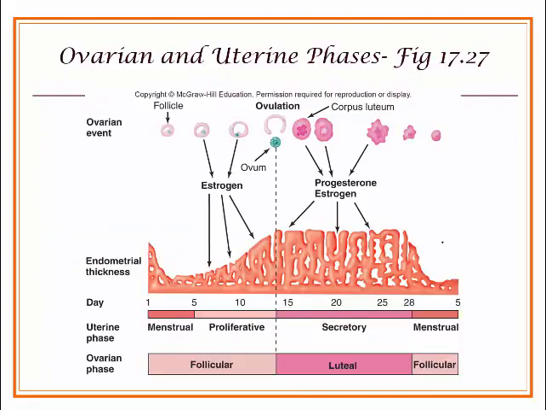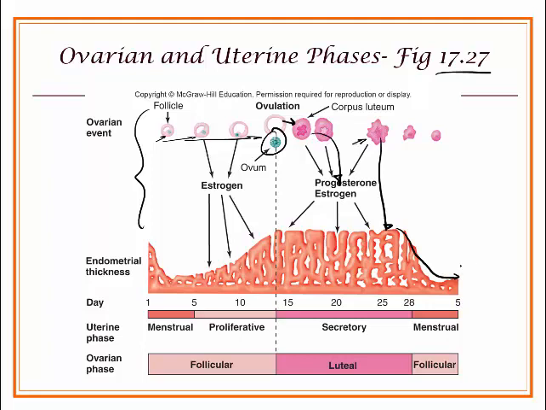Okay, let's get back to where we were. A nice illustration of what's happening is also provided to you in your textbook in figure 17.27. So you have your ovarian phases. We have a growing follicle throughout days 1 through 14. At day 14, we have ovulation. After ovulation, the follicle becomes the corpus luteum. Corpus luteum will secrete estrogen, progesterone, and inhibin, which is not on this diagram. But then about halfway through the secretory phase, it's going to die and become the corpus albicans.